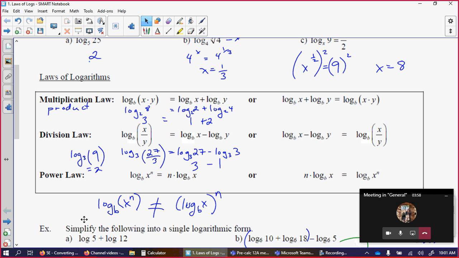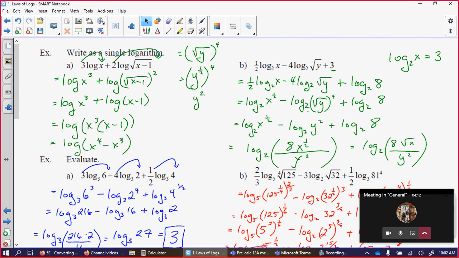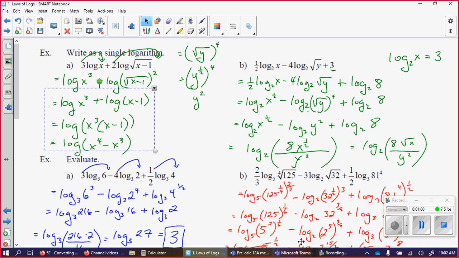And there's a couple of questions. We'll look at stuff like that. The quotient becomes subtraction and vice versa. And the power rule: if you take an exponent, you can drop it out in front. We did a couple different things where we combine stuff. Pick up a few more stragglers.